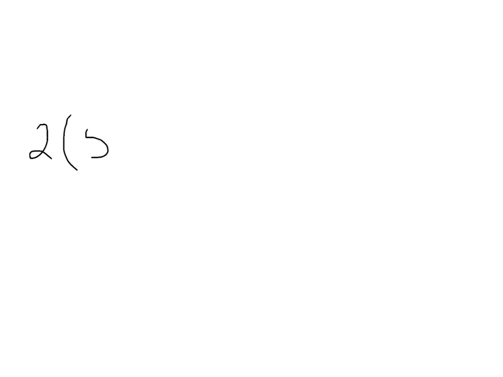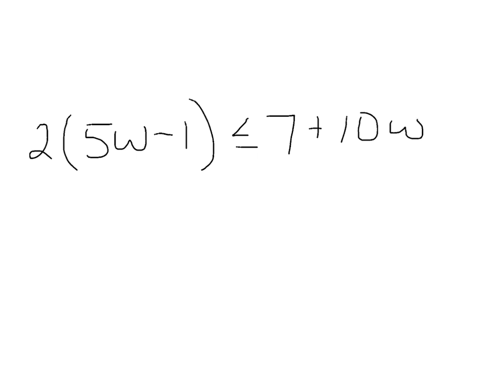Two. 5w minus 1 less than or equal to 7 plus 10w. What do I do first? Distribute. What's 2 times 5w? Just 10? All right, good catch, 10w. Then what?